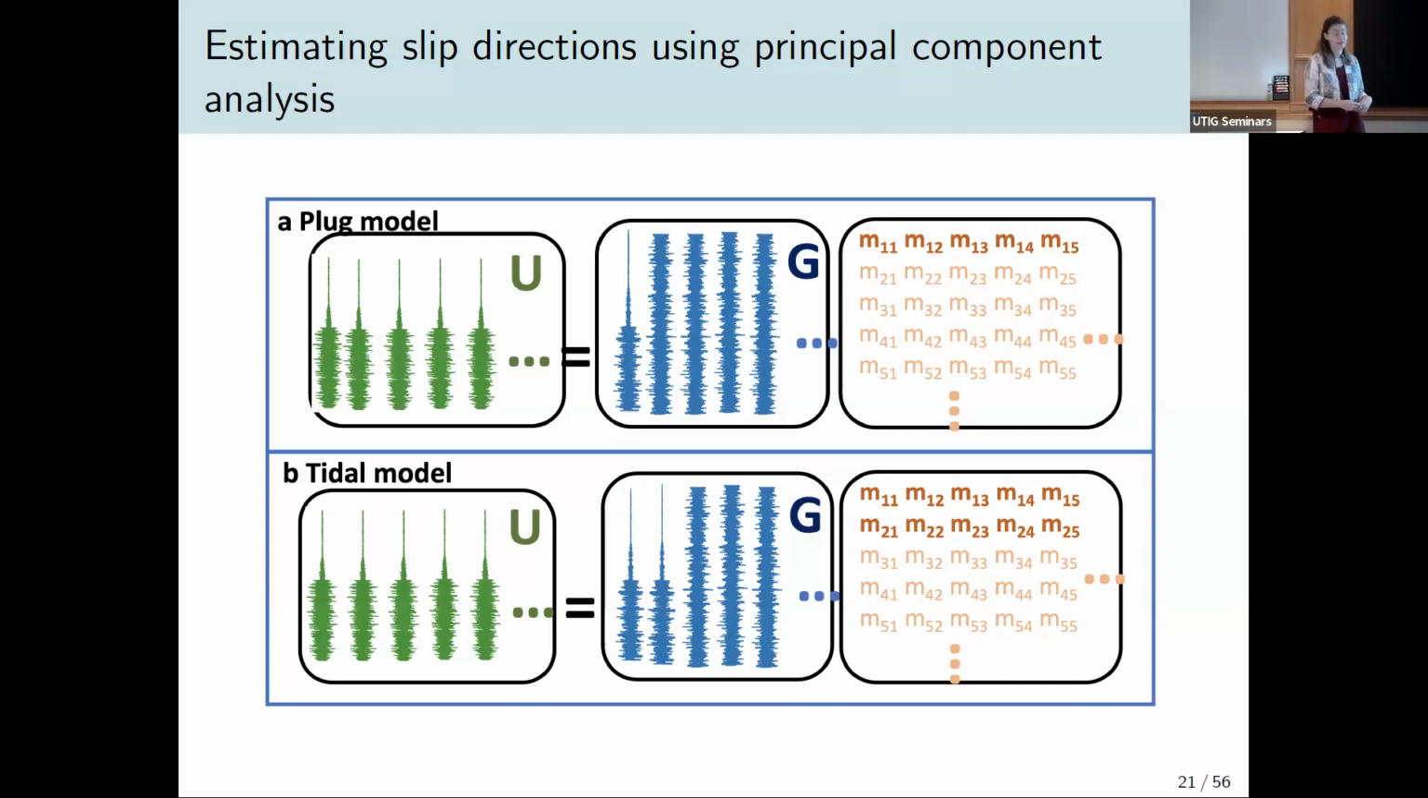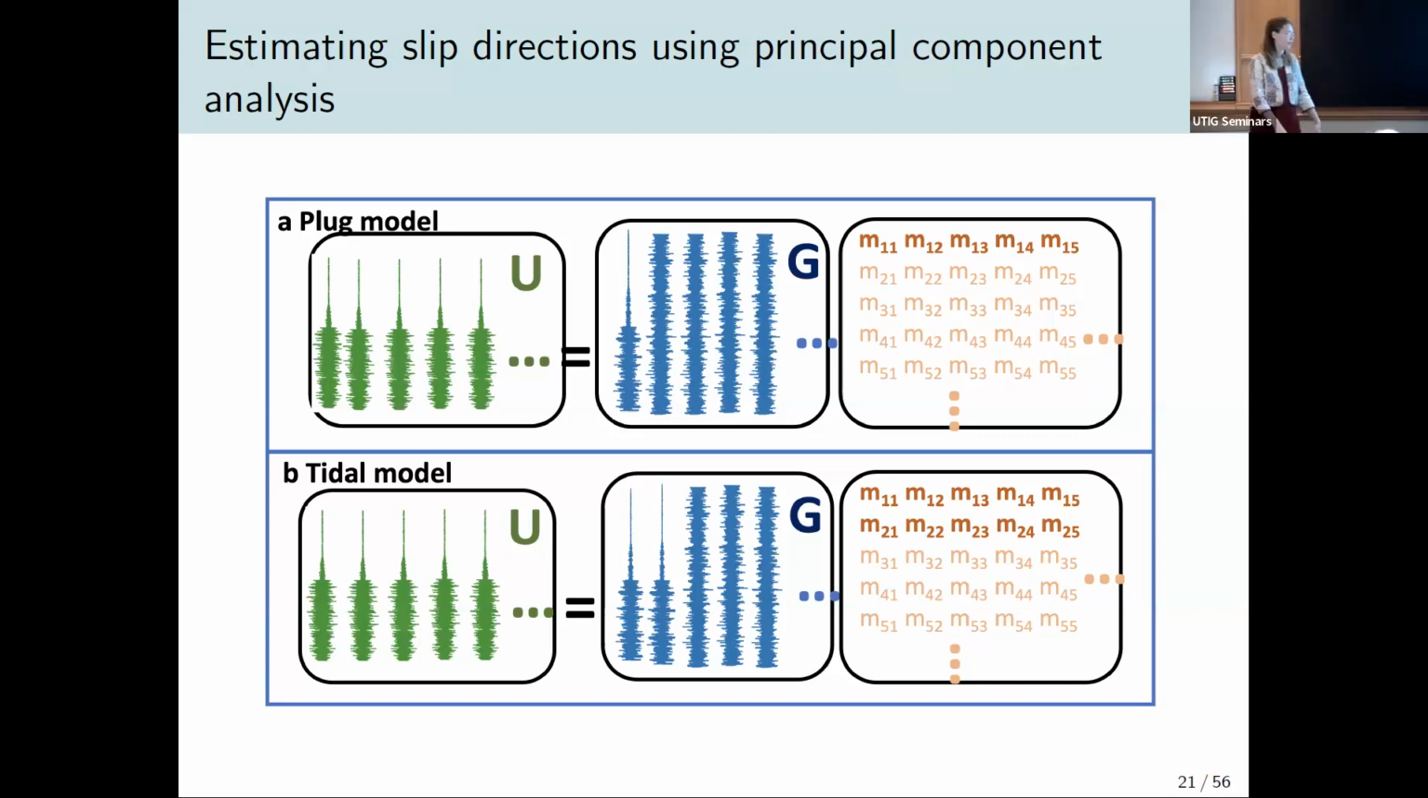So one way is thinking of it as a basis function for our waveforms. In this case, we have a bunch of observations, and we're asking how many basic waveforms can we use with different weights to recreate our observations. In the plug model, we would only need one basis function to recreate all of our observations, because it's only either slipping forwards or backwards, and the weights would either be in a positive direction or a negative direction. Whereas in our tidal model, we would need two components to represent that: forwards, backwards, left, or right, and then each of these observations could have different weights.